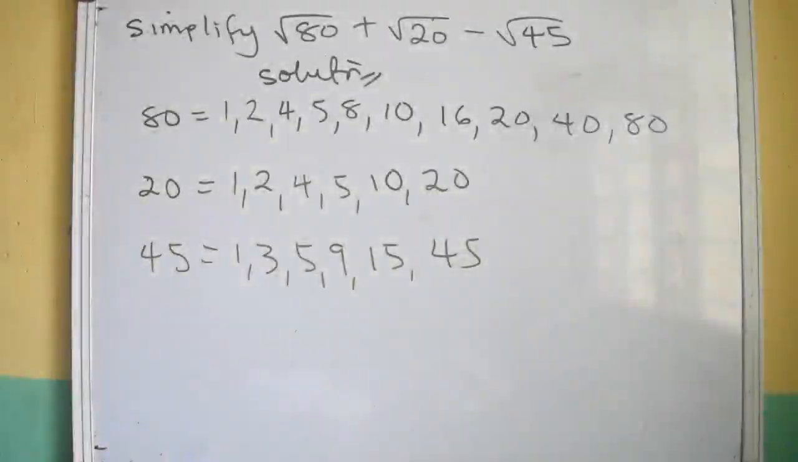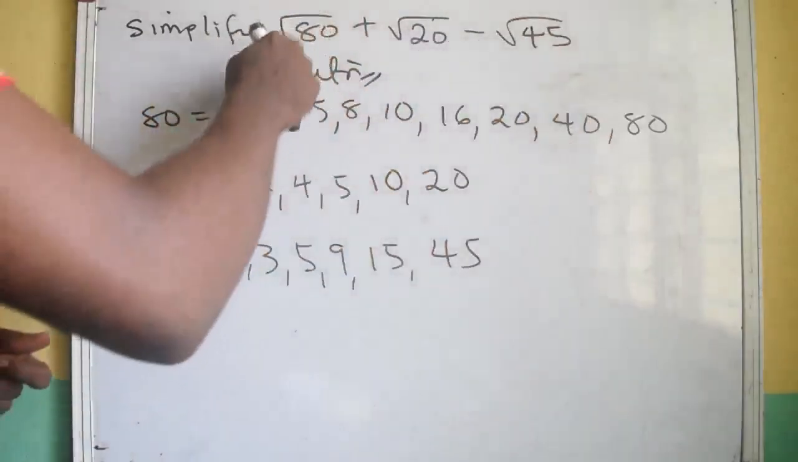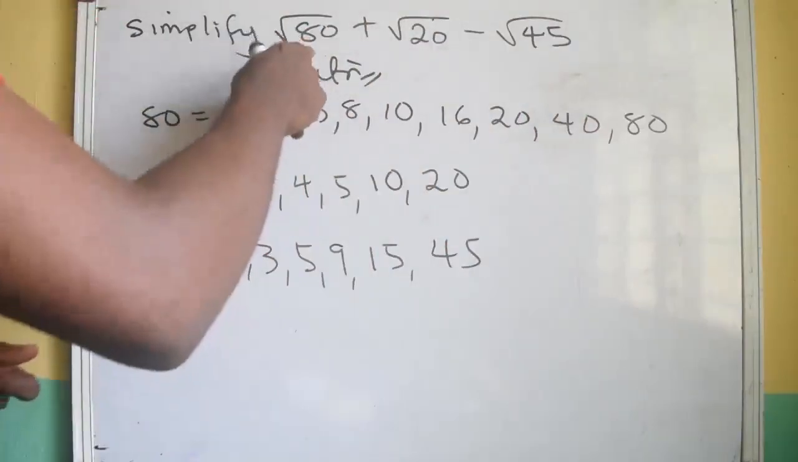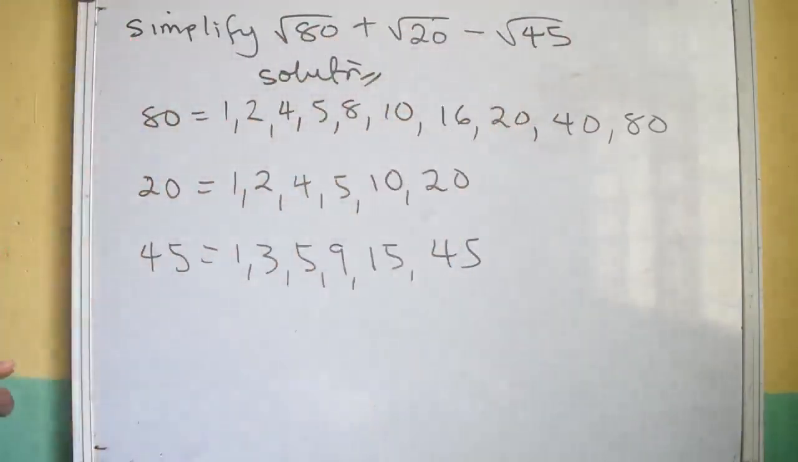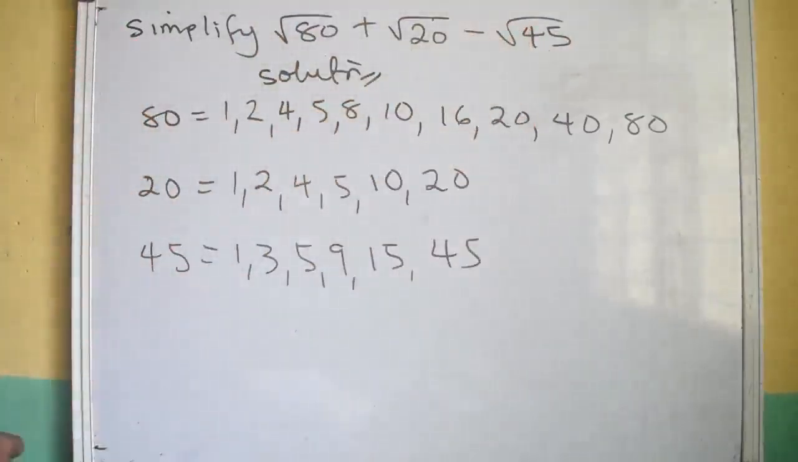Okay, welcome. This is the second example. So you have been given this to simplify. I had to list everything down, but let me explain what I did here. In case you are given this type of problem to deal with, the first thing you do is find the factors of each of these roots. If you check here, this is root 80, root 20, and root 45. So I listed down the factors of each number here.